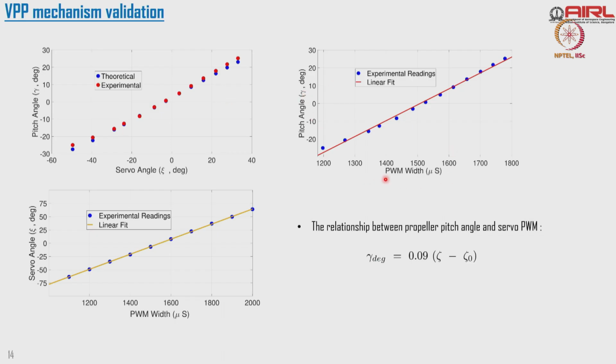If I plot PWM width versus pitch angle, again I am plotting the experimental data, and I am doing a linear fit so that I can use this information to directly control my pulse width, so that I can control my pitch angle directly.